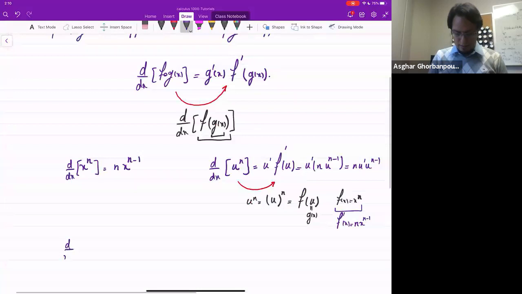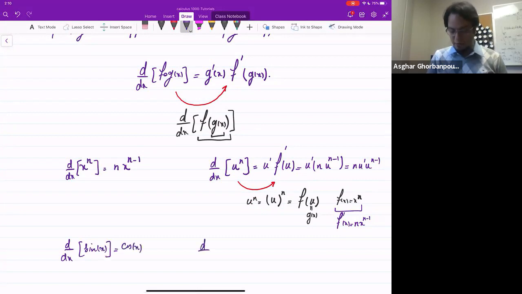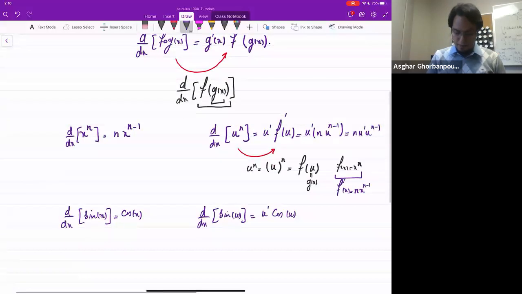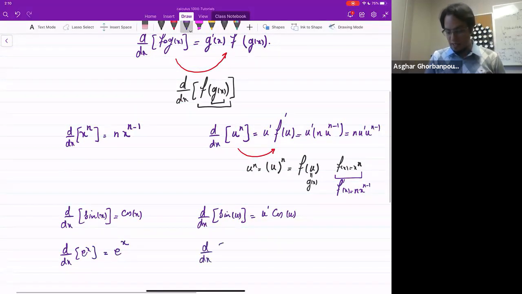You apply this to sine of anything. For sine of x, we know the derivative is cosine x. Now, if you want to find the derivative of sine of some general function, this will be cosine u, the derivative of the outer one, but you have to multiply it by the derivative of the inner one. If you have e to the power x, the derivative before was e to the power x. Now, if you have e to the power u, the derivative would be u prime e to the power u.